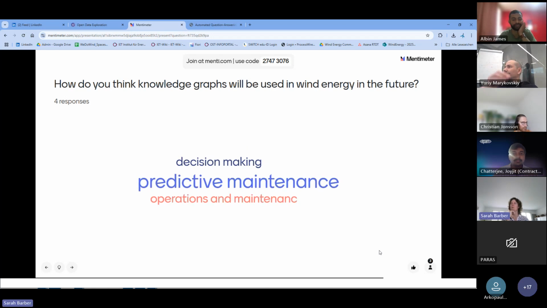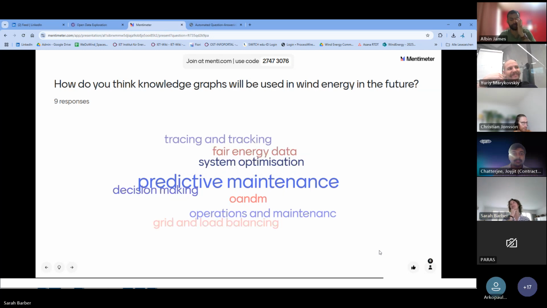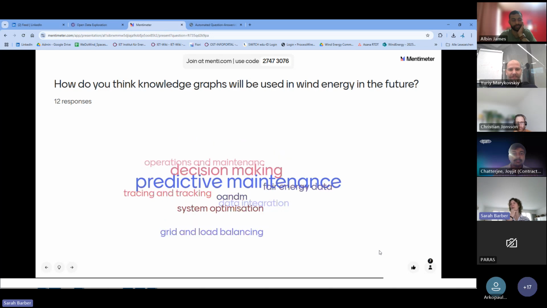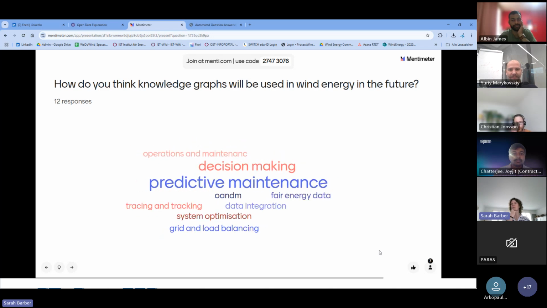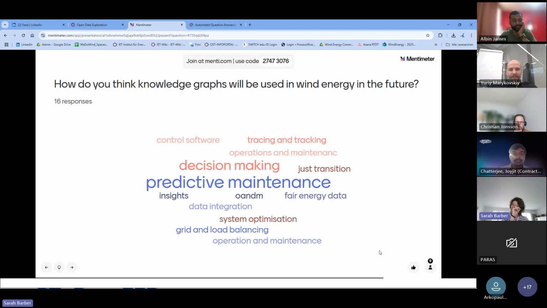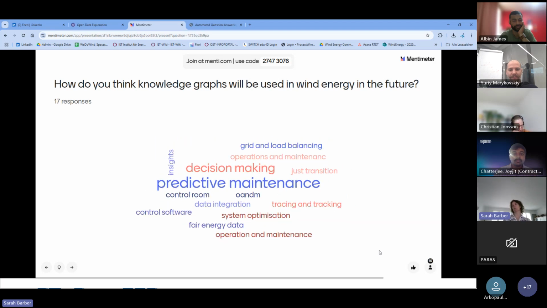Does anyone think it could be used for wind farm planning as well? Like, we've got loads of stuff about the operational phase. Okay, grid and load balancing is probably one as well. FAIR data, control software. So that's all either very general data related or insights related, or operationally focused.